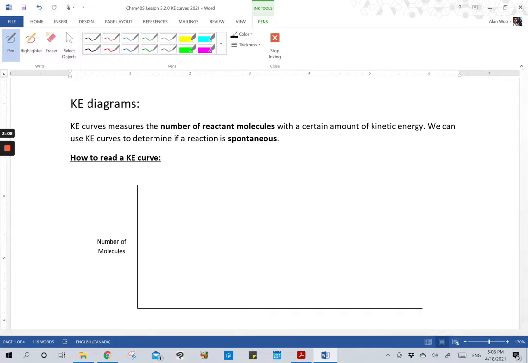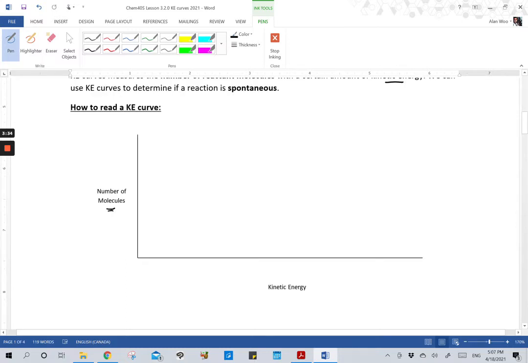Here, we're actually measuring the amount of energy that molecules have to do work. So on the y-axis, we have the number of molecules present. When you're measuring a KE curve, it's always the number of reactant molecules, and we're always determining how much kinetic energy they have. So let's scroll down a little bit.